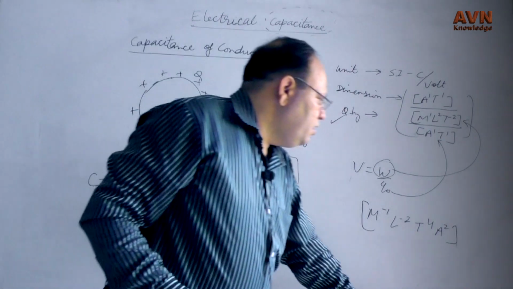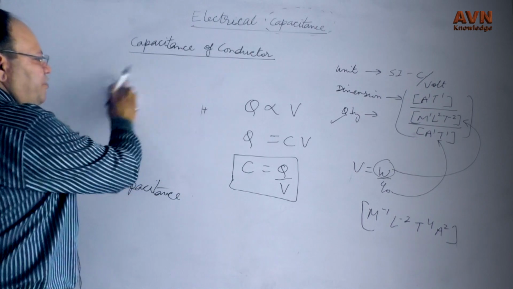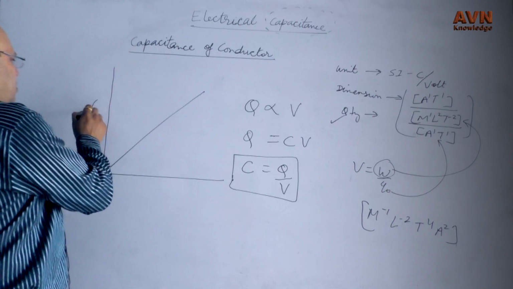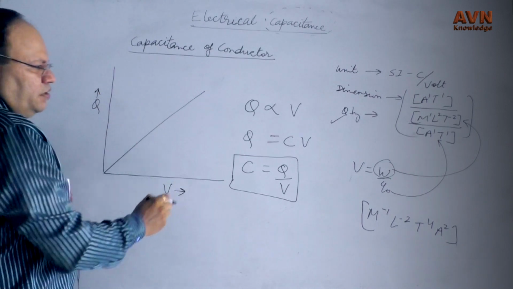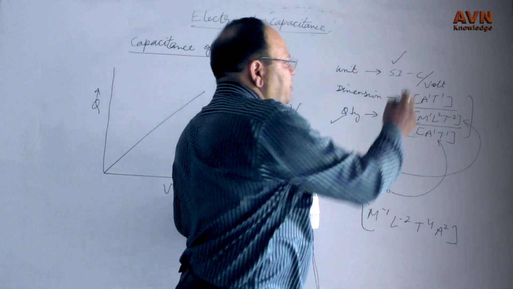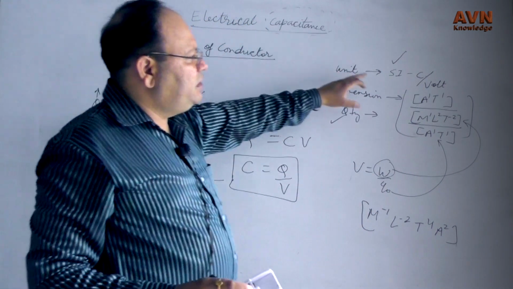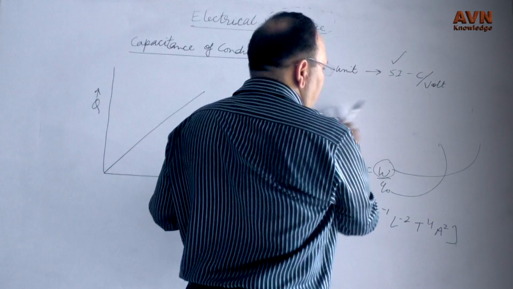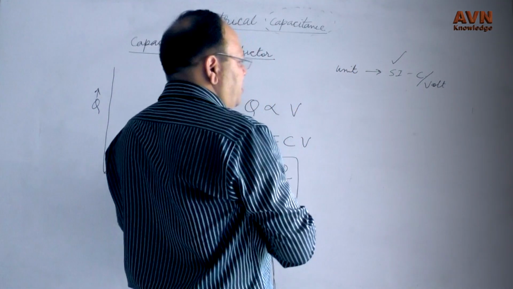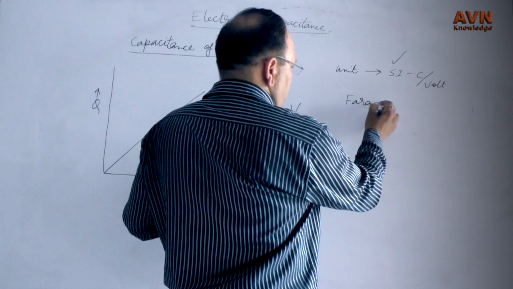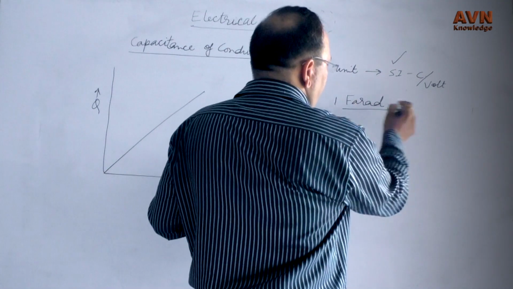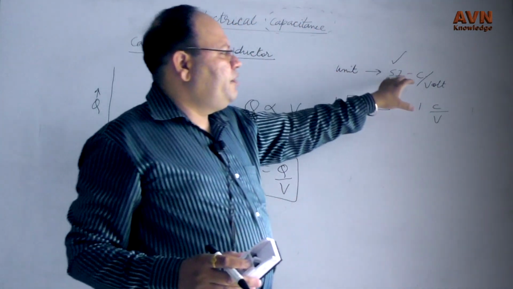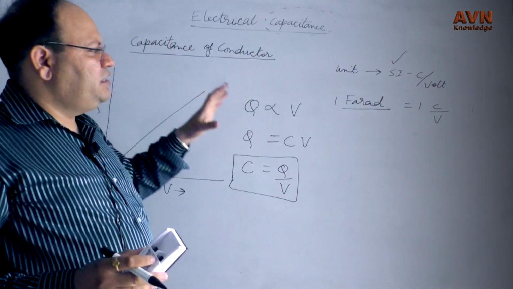We can write the graph between Q and V, where Q is proportional to V. And this is the SI unit. First I discussed the SI unit, that is coulomb per volt. We mostly use this unit, coulomb per volt, which is called the farad. 1 farad equals 1 coulomb per volt. Generally we use capacitance in farad.